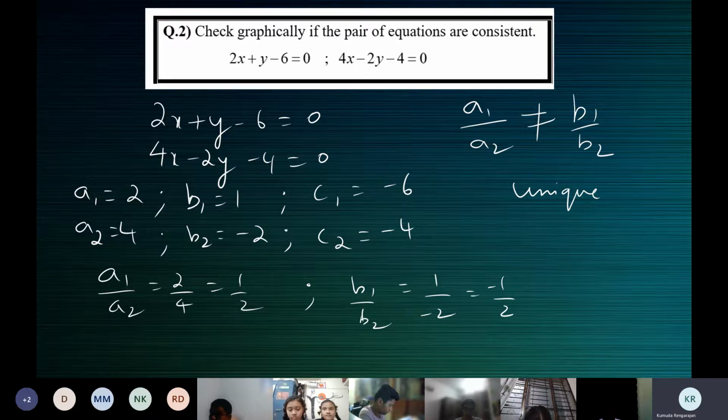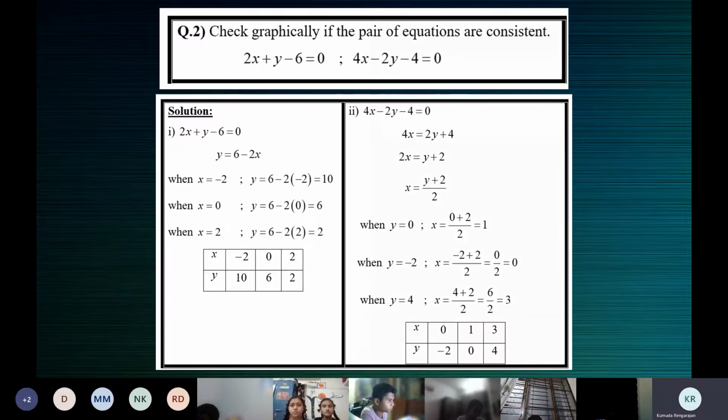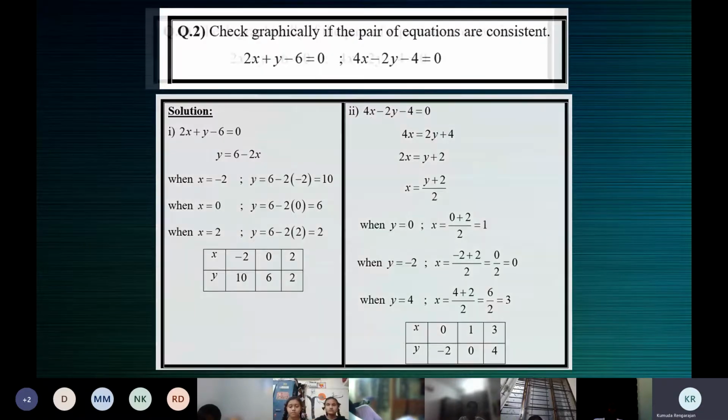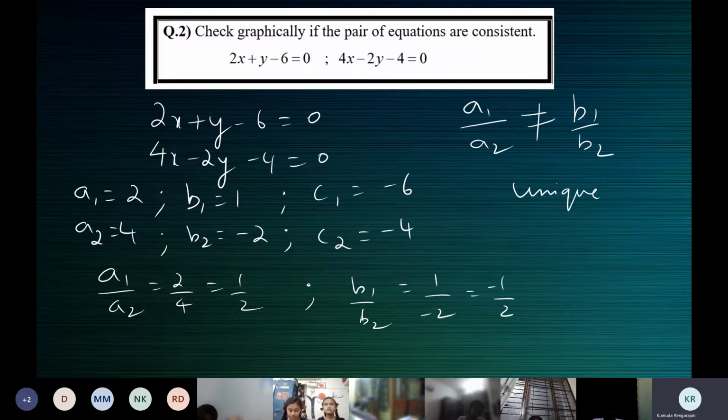All right, children. So we know that when A1 by A2 is not equal to B1 by B2, the equations have a unique solution. So that's what we got. You also see here, graphically also the lines intersect. Unique solution means on the graph they should intersect. Please refer to the table. You can see three columns in all.